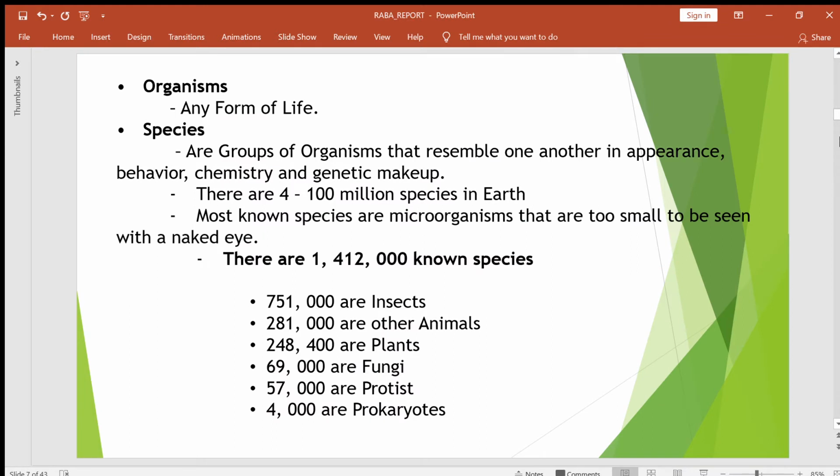Organisms are any form of life, while species are groups of organisms that resemble one another in appearance, behavior, chemistry, and genetic makeup. There are 4 to 100 million species on Earth. Most known species are microorganisms that are too small to be seen with the naked eye. There are 1,412,000 known species: insects, animals, plants, fungi, and prokaryotes.